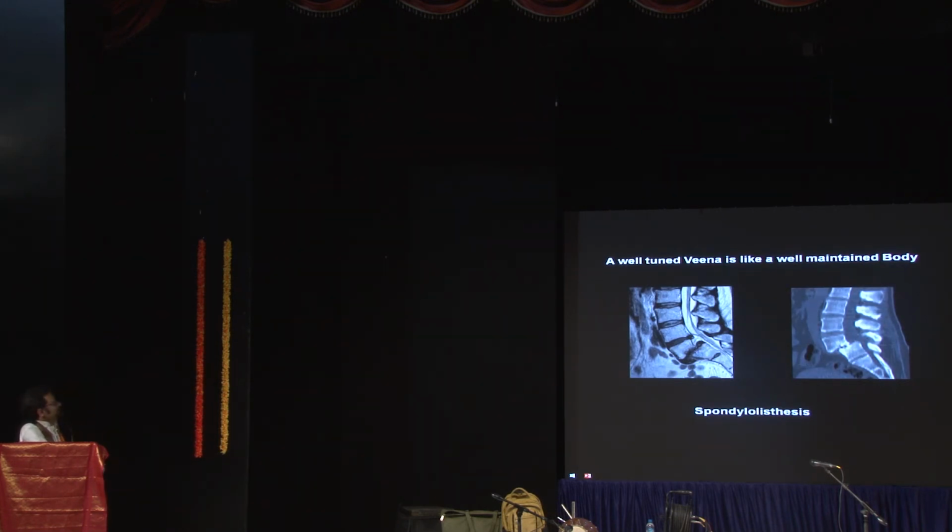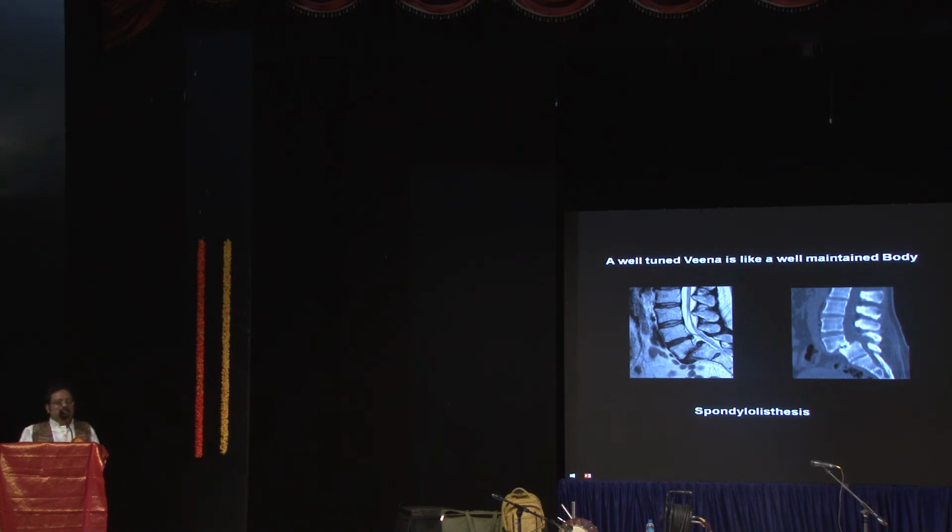A well-tuned Veena is like a well-maintained body. I have purposefully included this slide. You look at the spine here. 1, 2, 3, 4. These 4 are in alignment, but this is slipping over this. You can definitely appreciate that. If you draw a line like that, there is a slip. This vertebral body is seen to slip over the one below. This is medically called spondylolisthesis. This causes a lot of backache.